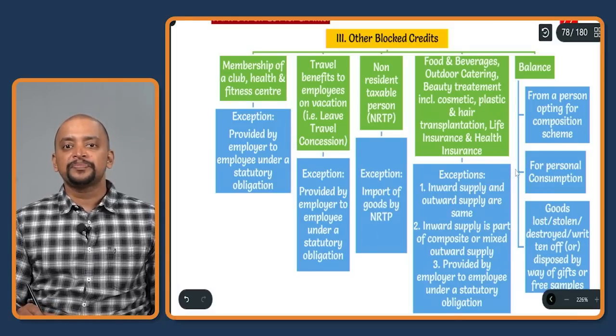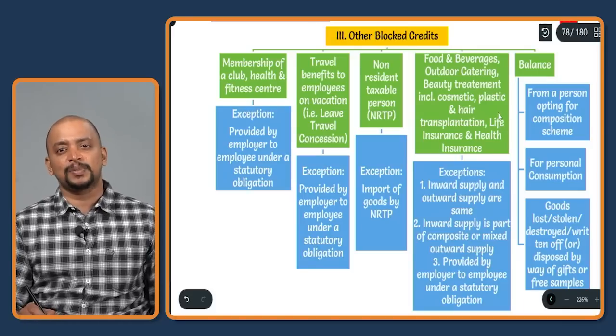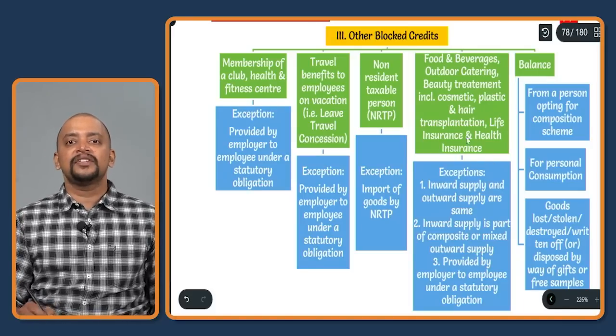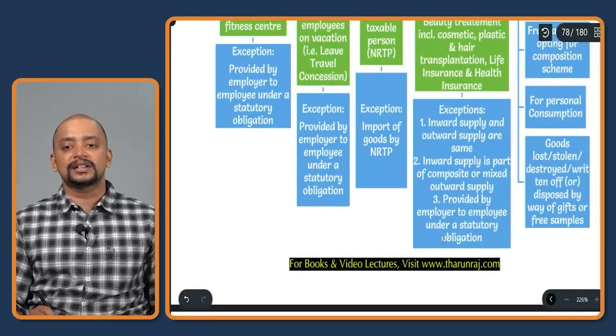Food and beverages, outdoor catering, beauty treatment, then life insurance. So remember 3 things: food, beauty, insurance. Food and beverages, outdoor catering, beauty treatment, hair transplantation, plastic surgery, insurance, life insurance or health insurance. This is a block credit. However, we have 3 exceptions.